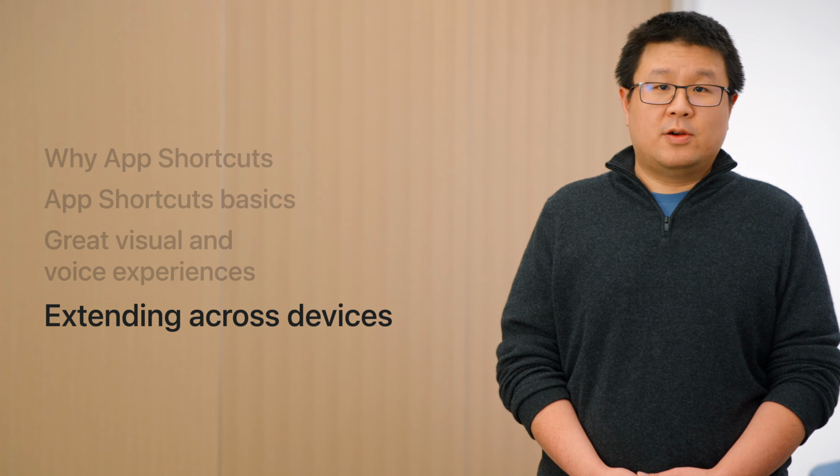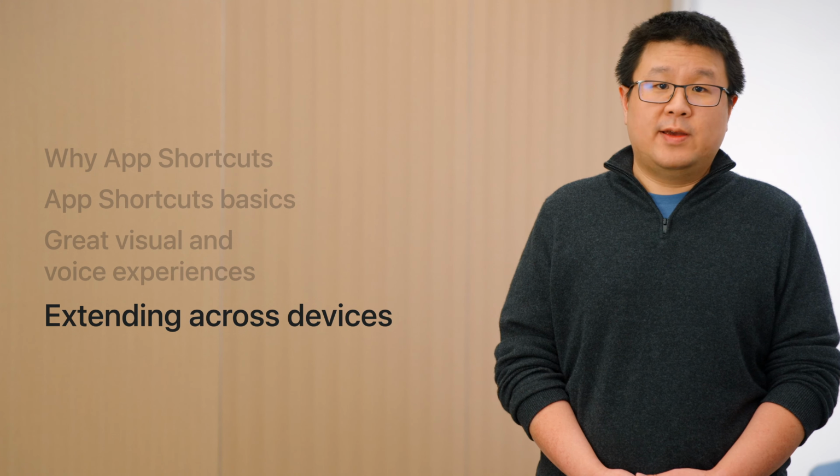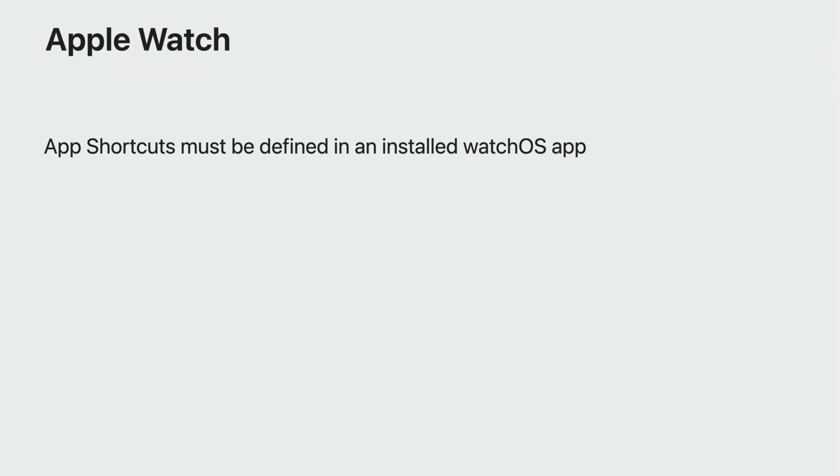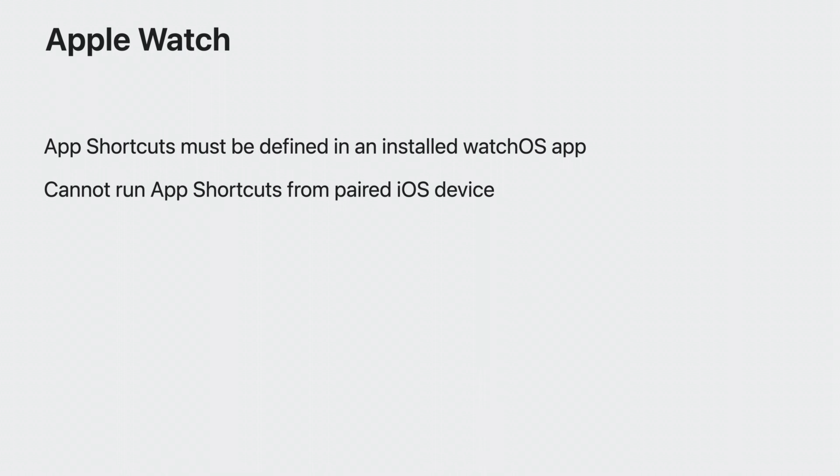Now that I've gone over how to create a great app shortcuts experience, let's talk about how you can bring the same great experience across a wider variety of devices beyond iPhone. App shortcuts now work on Apple Watch, but you should be aware of some limitations to get the best possible experience. App shortcuts on Apple Watch must come from a watchOS app installed on the device itself. App shortcuts from a paired iOS device cannot be run on the watch. This means that if you have an iOS app installed on iPhone, but not the corresponding watchOS app, your app shortcuts will not work from watchOS.